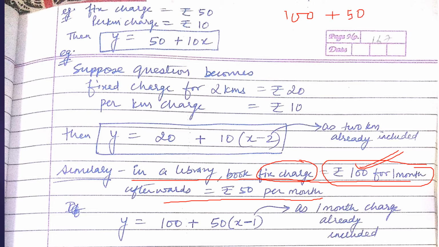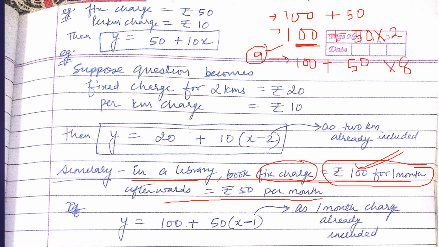Similarly, if you take it for 3 months, you have to give 100, the fixed charge, plus 50 into what? 3 or 2? No, it will be 2 because 1 month is already covered. If you take the book for 9 months, then you have to give 100 rupees for the first month. Now how many months are remaining? 8 months are remaining. So 50 into 8.